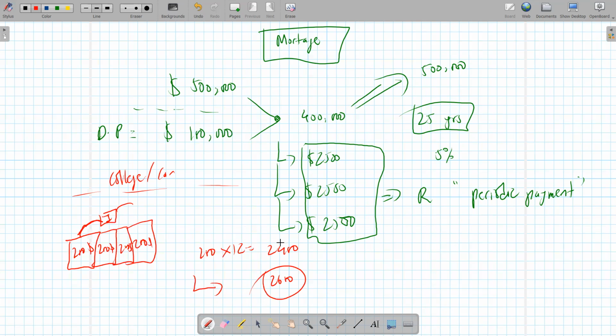Cool. Another example would be if you finance a car, same idea as the mortgage. Maybe it's like $50,000, but the car would usually be paid within 5 years. You pay like $300 a month for 5 years, stuff like that. And the periodic payment is your R value, okay?